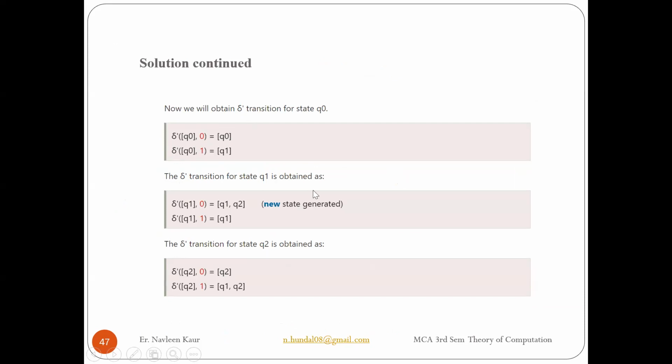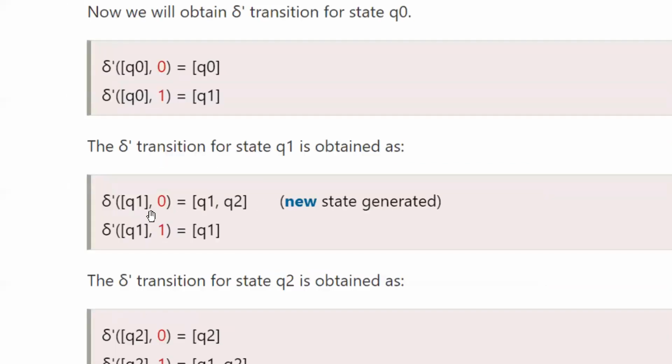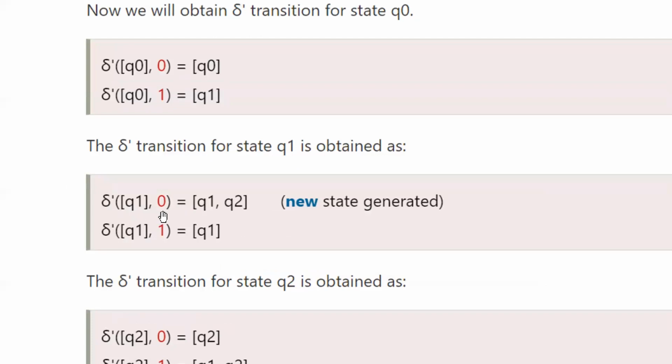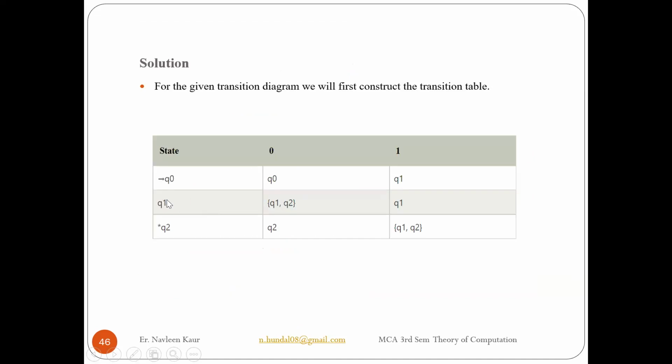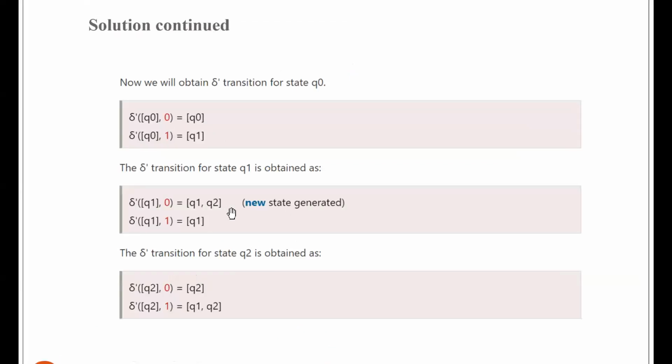Now the second, for Q1. I have processed Q naught, now I have to process Q1. So the transition for state Q1 will now be obtained. If I consider Q1 and give it 0, where is it going to take me? It is going to take me to two states, Q1 and Q2. So this is how it is written, Q1 and Q2.